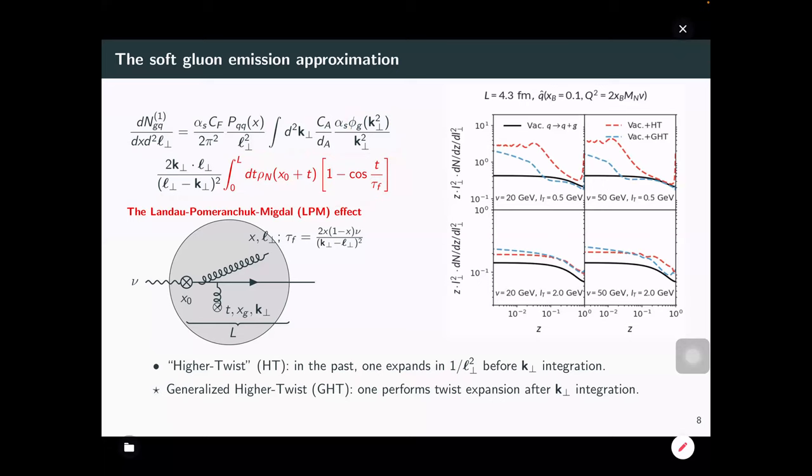In the past, we would further approximate this formula by power expanding this interference term in terms of the inverse of the radiated gluon's transverse momentum before we perform the kT integration. But in this generalized higher twist, we will first perform this kT integration and then do the twist expansion. On the right-hand side, we do see some finite differences when the transverse momentum of the radiated gluon is small, depending on whether you perform the expansion before or after the kT integration. But at large transverse momentum of the radiation, where this approximation is supposed to work very well, you do see they agree over a very large range of phase space.